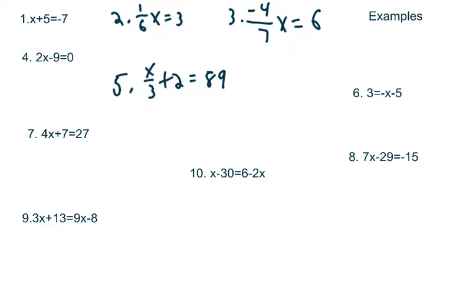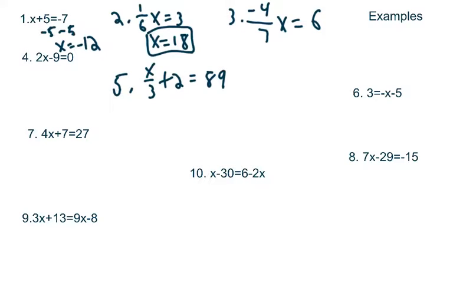Let's do some more examples. Subtract 5 from both sides. X would be negative 12 for the first one. Here you multiply both sides by 6. X would be 18.